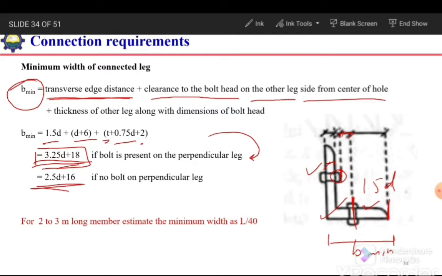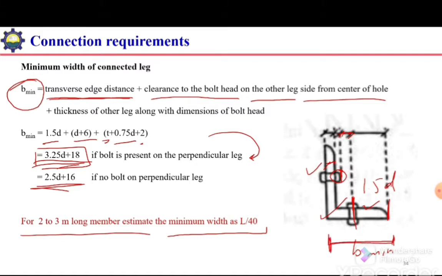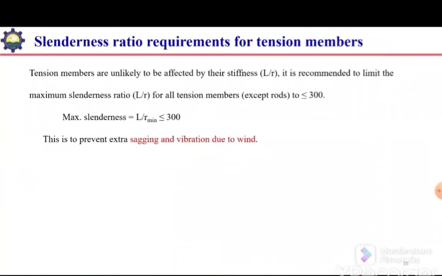Okay, for 2 or 3 meter long members, we can estimate the width of the connected member by L over 40, where L is the span of the member. It will give us the minimum dimension that needs to be connected with the other member.